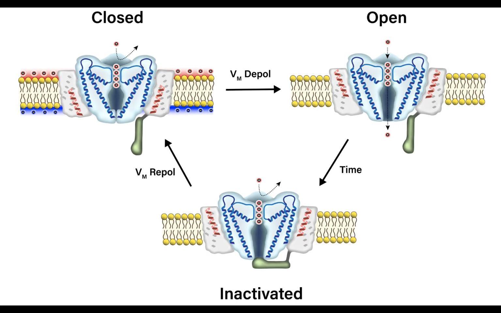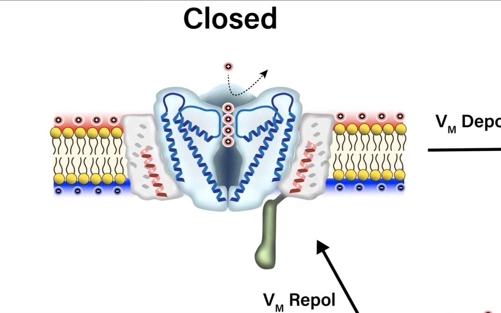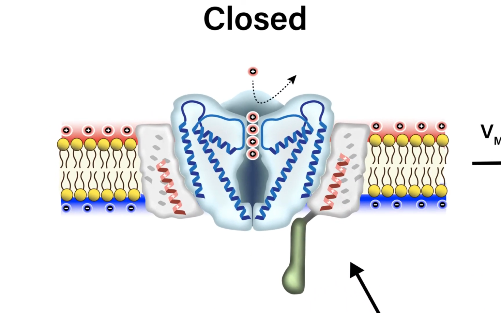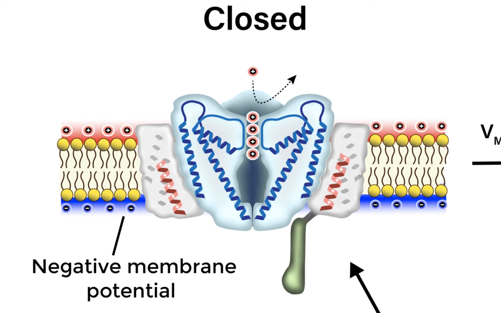So voltage-gated sodium channels can exist in 3 discrete functional states: closed, open, and inactivated. And the activation cycle of these channels involves the channel transitioning between these 3 functional states. Let's begin with the closed state. Voltage-gated sodium channels typically exist in the closed state when the membrane potential is relatively negative, say somewhere in the neighborhood of the resting membrane potential or a hyperpolarized potential.